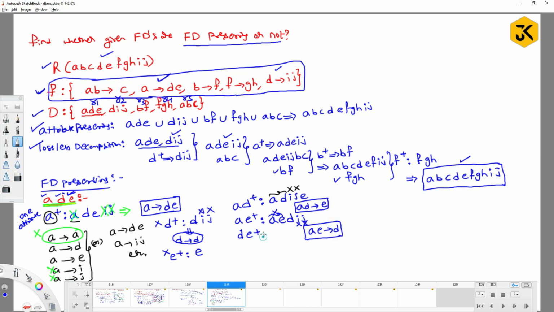Similarly, if you find DE closure, you will get DE. From D you can get IJ. Anything else possible? No. So this is a kind of trivial, and these two are not possible. So DE closure cannot determine any new kind of FD. Okay, fine. Now the two-level attributes are done.